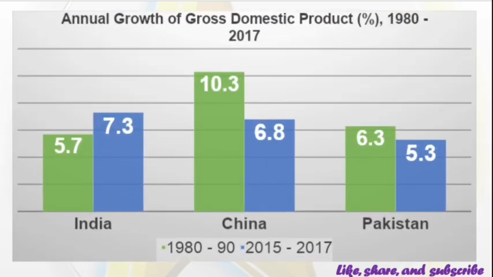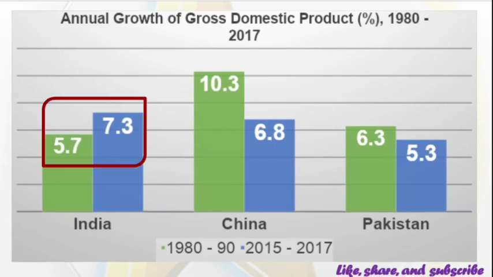Moving on with a few economic indicators. Here, first we have gross domestic product. This graph compares the annual growth of gross domestic product. This data is from Key Indicators for Asia and Pacific 2016, Asian Development Bank, Philippines and World Development Indicators 2018.